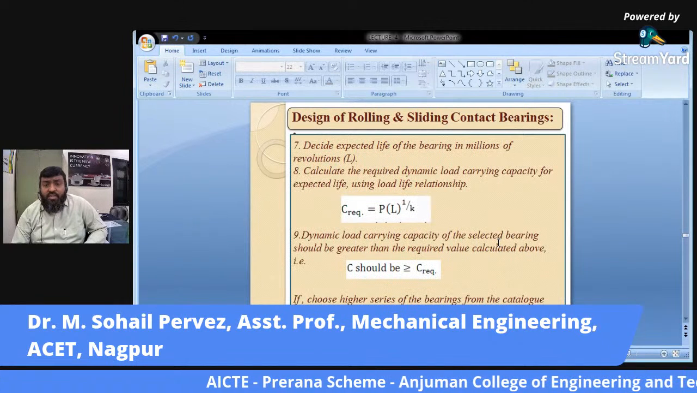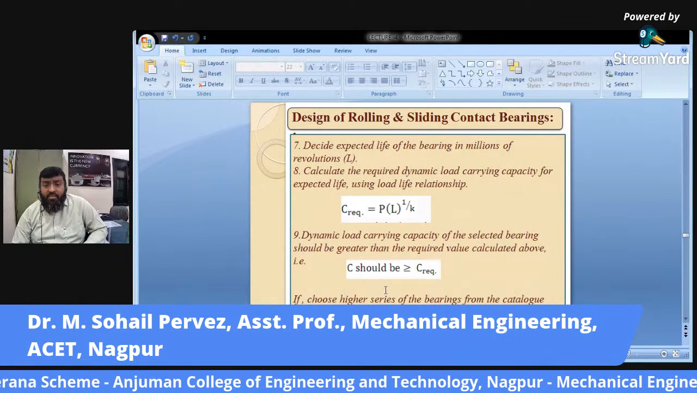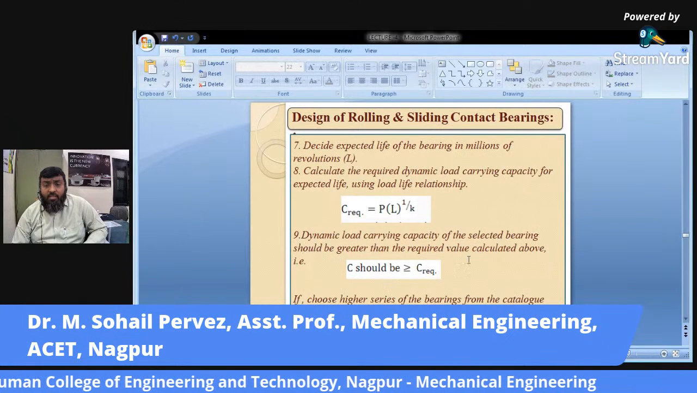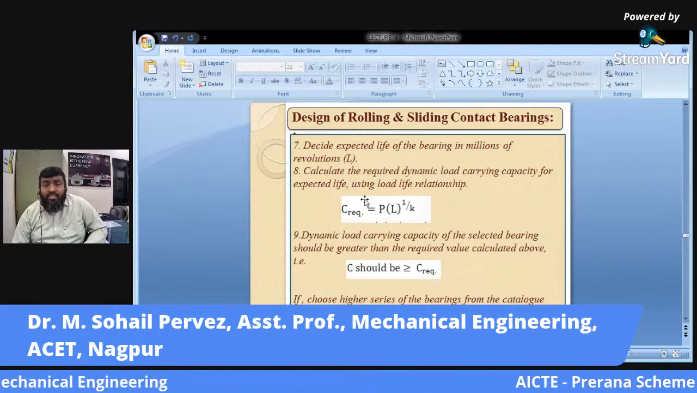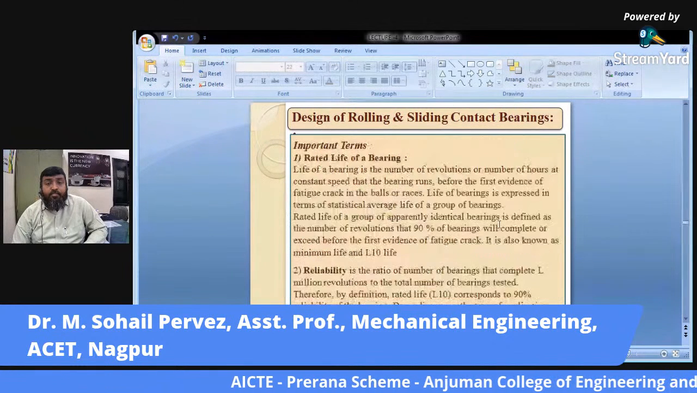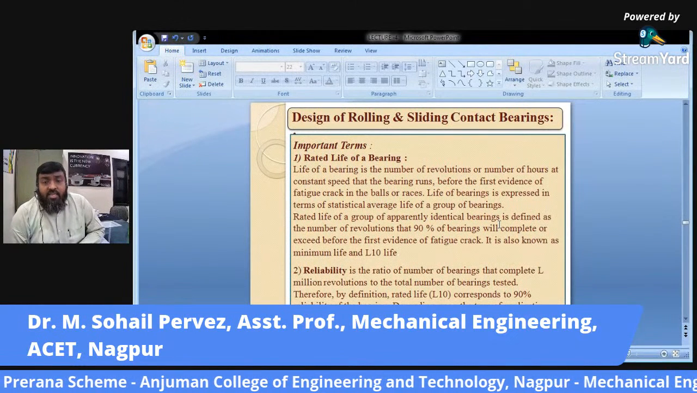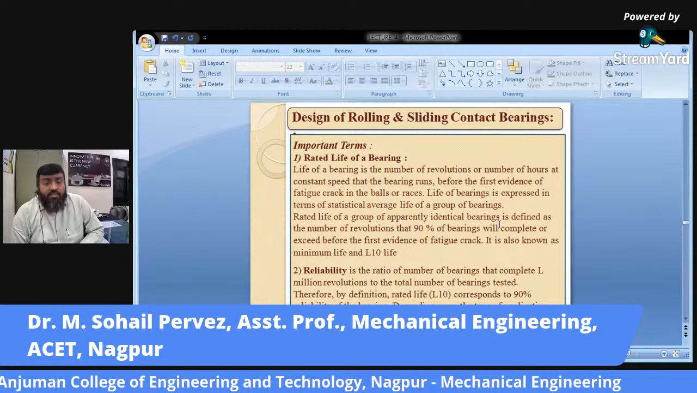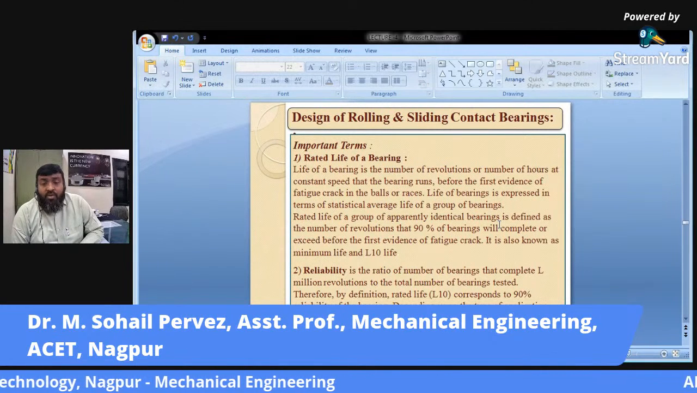So these are the equations wherein the life of the bearing plays a vital role in the selection of the bearing. So this is the dynamic load carrying capacity. See, yeah, dynamic load carrying capacity, and then you have to choose the higher side, higher value. Now these are some of the important terms in the design of that rolling or the ball bearing, rolling contact or ball bearing.